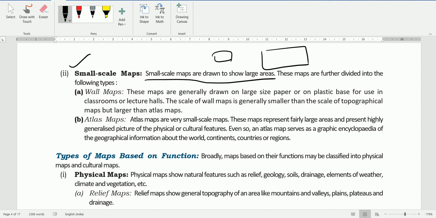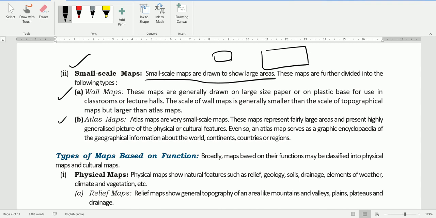The small scale maps are further divided into following types. We have two types of small scale map: wall maps and atlas maps. I think you are familiar with these two types of map. Wall maps, I think somewhere in the geography lab, in the classroom, or in the offices, you may be seeing maps hanging on the wall.